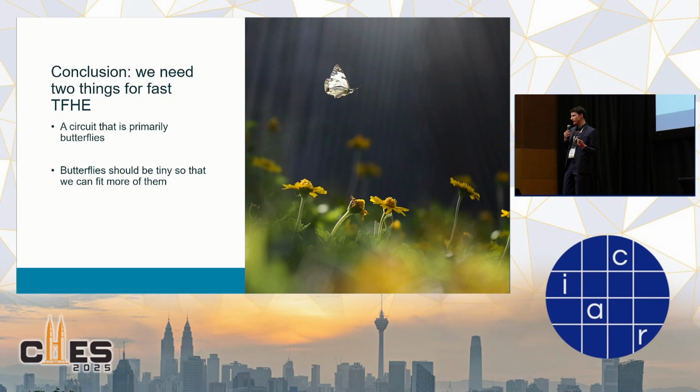So you need two things for fast TFHE, ideally speaking. You need a circuit that is primarily butterflies. So your FPGA should, by weight, so to speak, or by area, be basically only butterfly circuits. And those butterfly circuits should be tiny, so you can fit as many of them as possible. Because you can basically consider a TFHE blind rotate a number of butterfly operations that need to be performed. Put enough butterfly units on chip, put enough machines on chip that could do butterfly operations, and you have a fast TFHE.